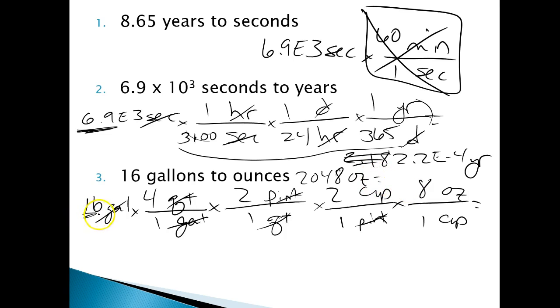Correct number of sig figs should be 2. So that'd be 2,000, but I can't show that as sig figs unless I put it in scientific notation. So 2.0 e to the third ounces.